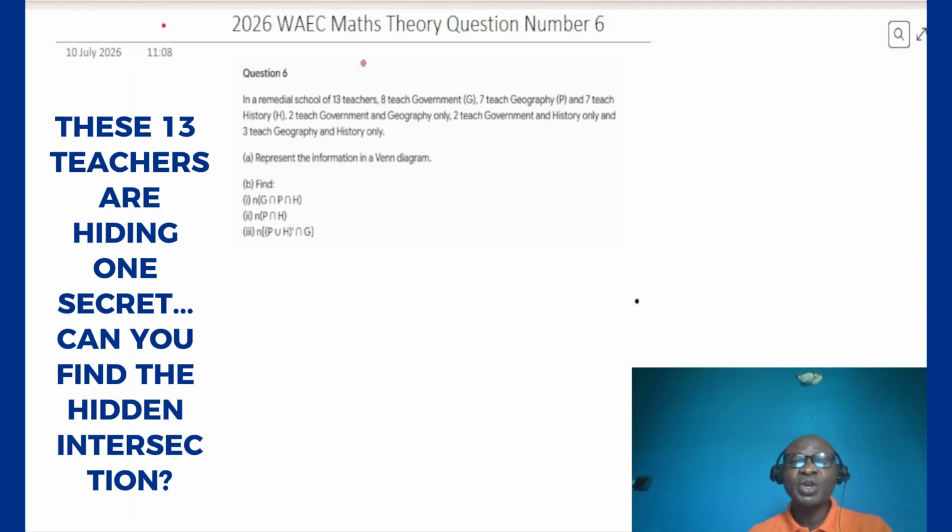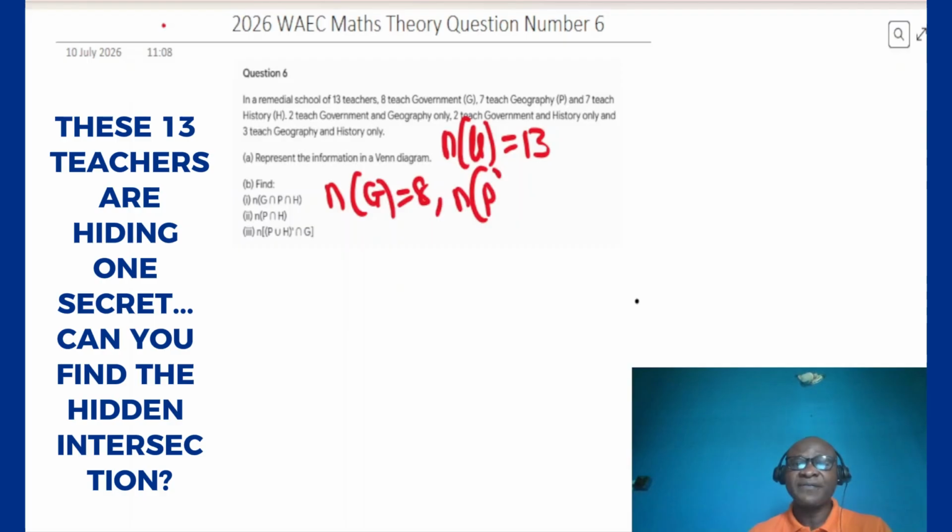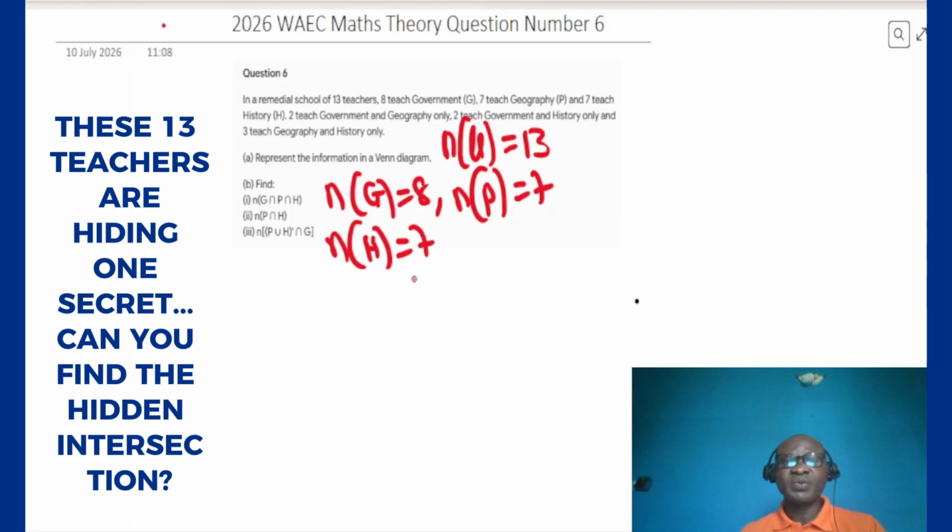First and foremost, we are given some information. All the teachers there are given to us as 13. We were also told the number of teachers who teach government, that they were 8. The number of teachers who teach geography were 7. Also, the number of teachers who teach history were also 7. All right, these were the basic information.